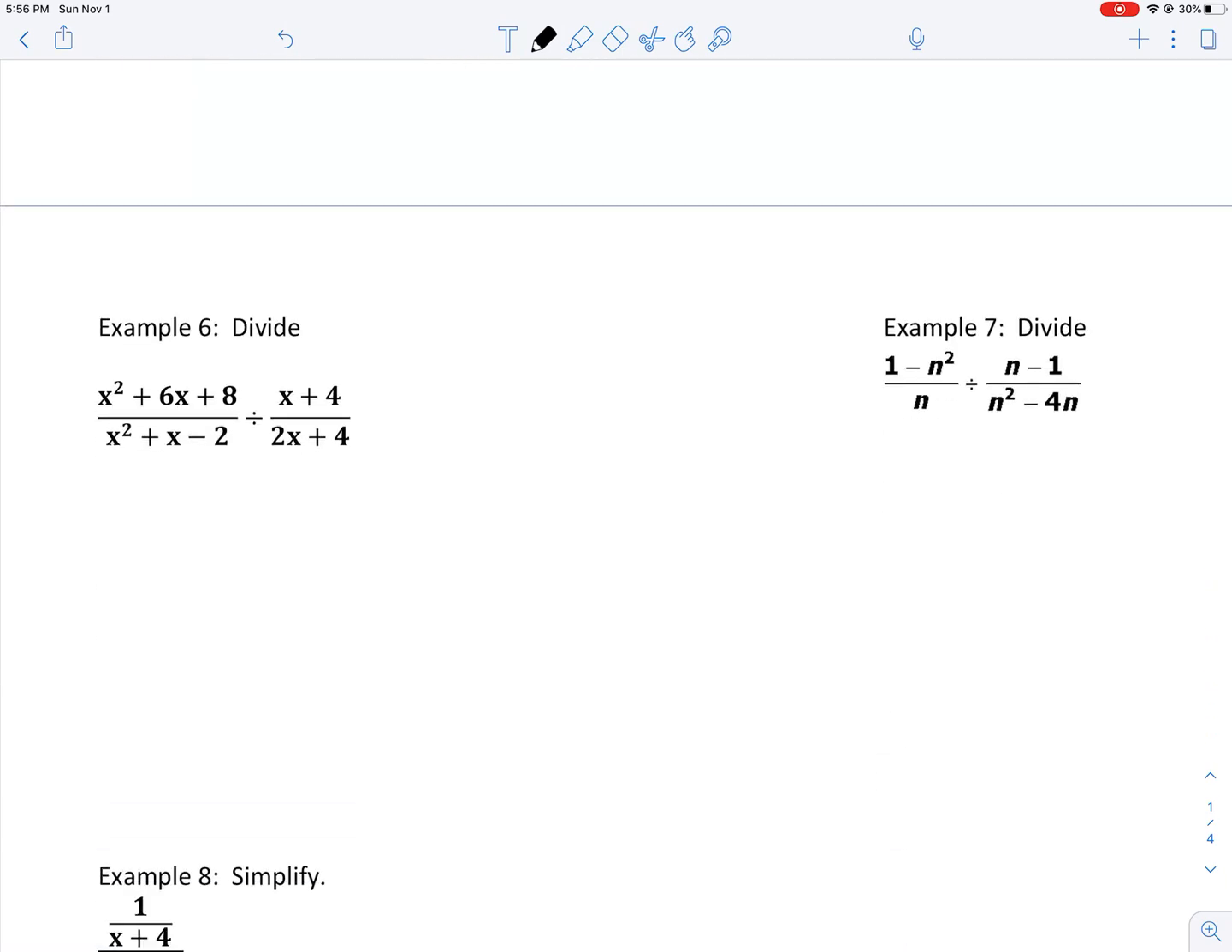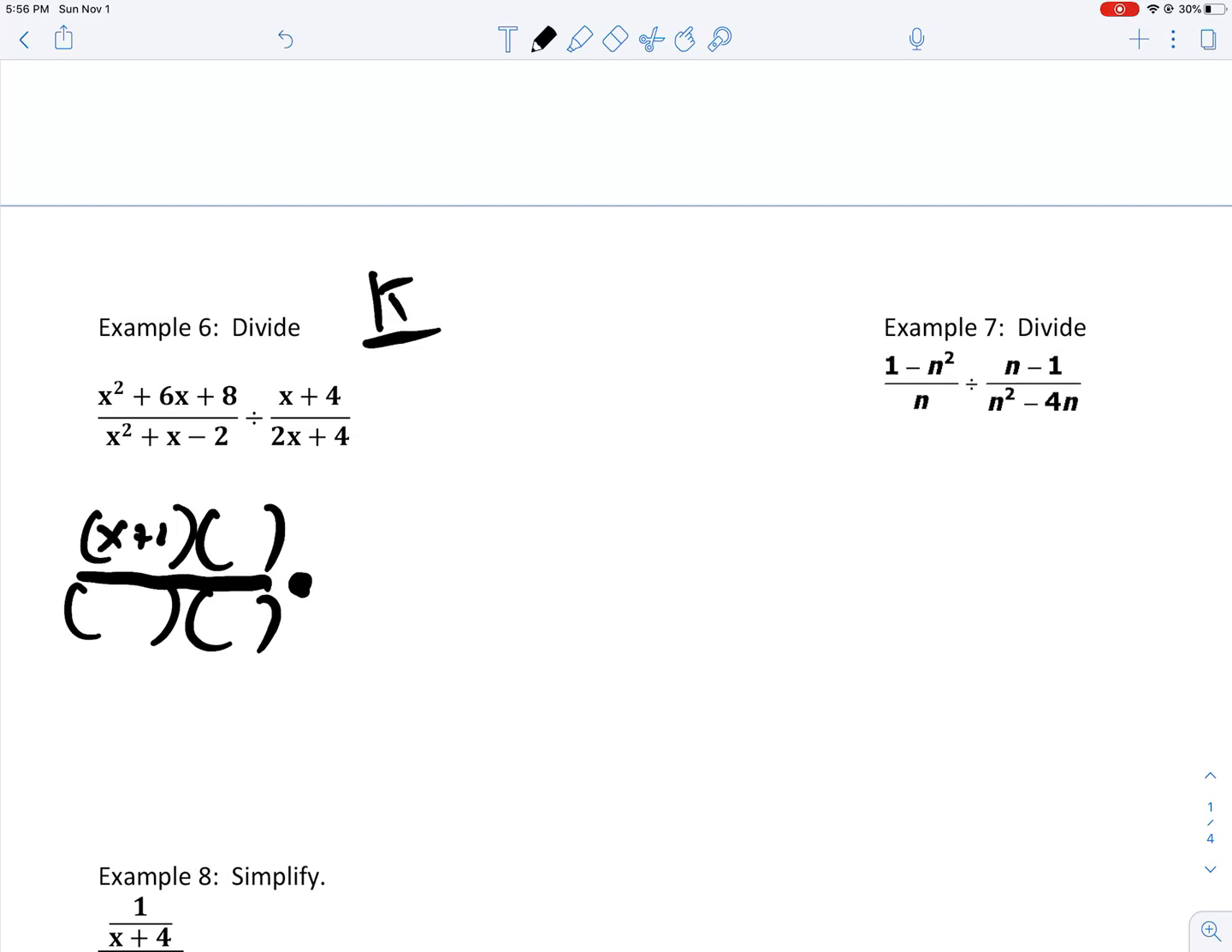Okay, example 6. I see a lot of things that I can factor, so I'm going to factor the first fraction, because I'm thinking keeping the first. So 2 trinomials, numerator, denominator. So factors of 8 that give you 6. That's plus 4 plus 2. Factors of 2 that give you 1. So 2 and 1. So plus 2 minus 1.